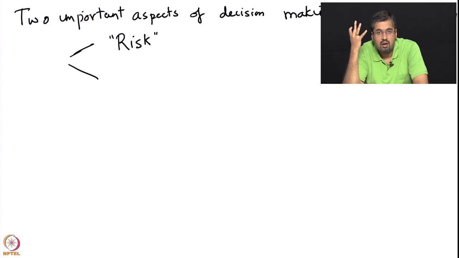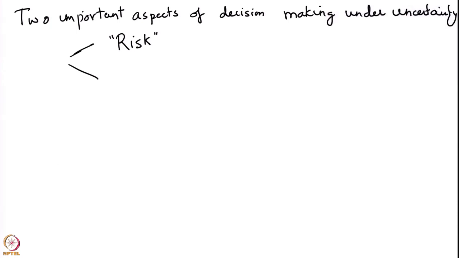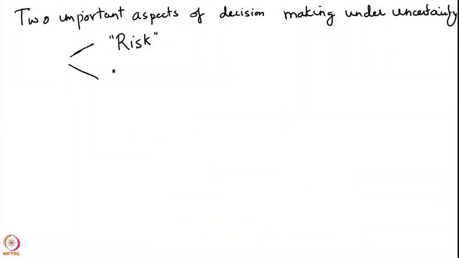But the important thing to consider is the way we make decisions. Whenever there is uncertainty involved, risk is endemic. You cannot wish away risk. So risk is almost an integral part of any decision making problem under uncertainty. Now I caution you, by risk I do not mean the English meaning of risk. There is a certain formal way of defining what I mean by risk, and I will come to that. So one is risk. The other aspect is that of information gathering.